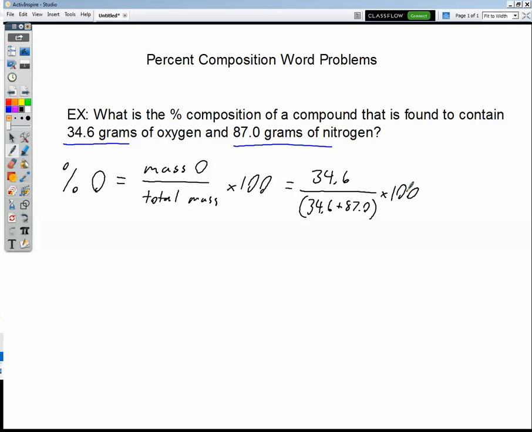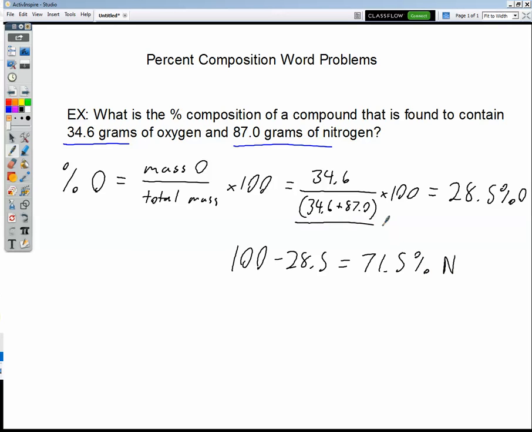And we end up with 28.5% oxygen. We subtract that from 100, and we're going to get our percent of nitrogen. It ends up being 71.5% nitrogen. That's all there is to it. The equation remains the same. Notice over here that I did the mass of the oxygen divided by the total mass of both of them together, and you've got to do that.